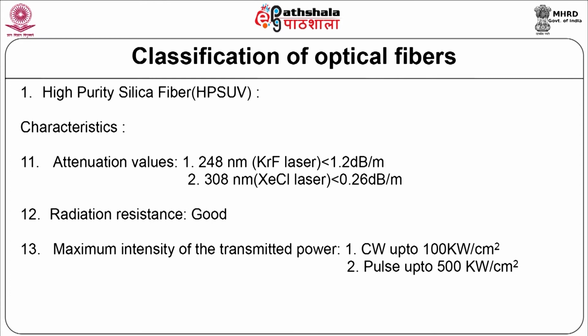Attenuation values are 1.248 nanometer for a particular type of laser and 2.308 nanometer for xenon laser. Radiation resistance is good. Maximum intensity of the transmitted power, if you consider the continuous wave, is up to 100 kilowatt per centimeter square, and for pulsed it is up to 500 kilowatt per centimeter square.